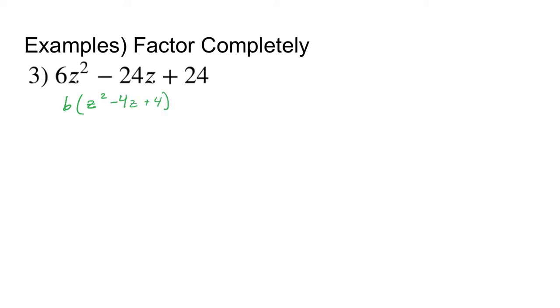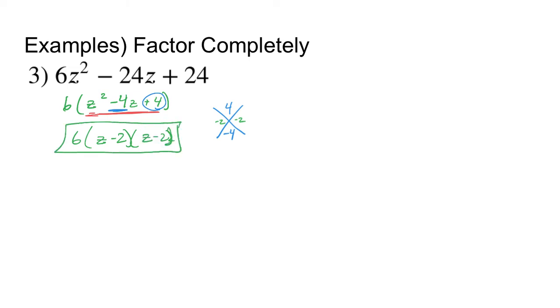And now I'm left with this quadratic to see if I can factor it down more. And yes, I can. The pair of numbers that multiplies together to give me 4 and add together to give me negative 4, right? What are the two numbers? Negative 2 and negative 2. So I can factor that down to be z minus 2 times z minus 2. That would be the final answer for this problem, all factored completely. Now, you could also write that as z minus 2 squared if you wanted to.